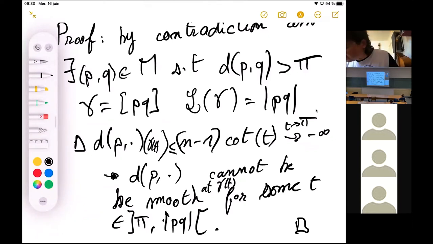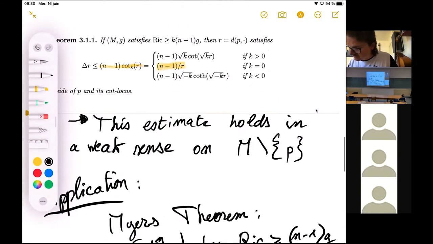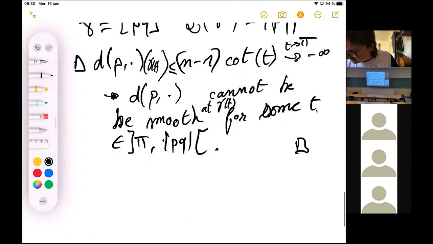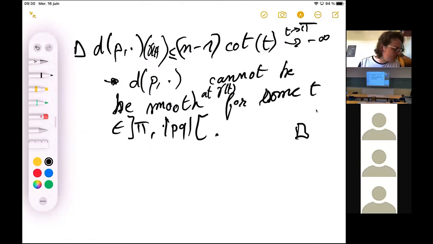So now let's go to something which will tie in nicely, I guess, with Gilles' lecture. Another famous application is the Bishop-Gromov theorem.